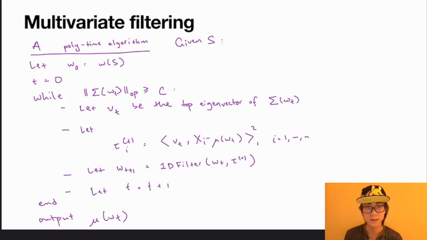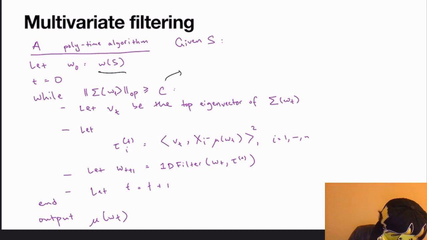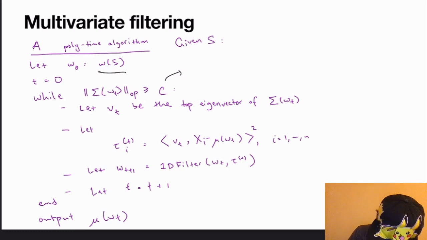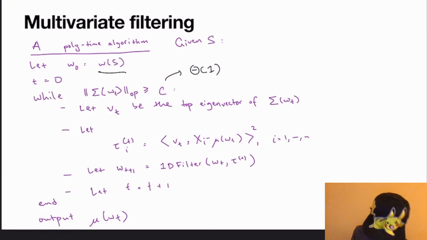So then the algorithm does the following. It's an iterative algorithm. It maintains a set of weights, initially set to be the uniform weights over everything. And then while sigma of Wt, my current iterate, has too large of a spectral norm, so the spectral norm is at least C, where this C you can think of as some constant, but it can be any constant strictly bigger than 1. So this is just something which is theta of 1. While this happens, I do the following. I simply downweight points by their contribution to the spectral norm.